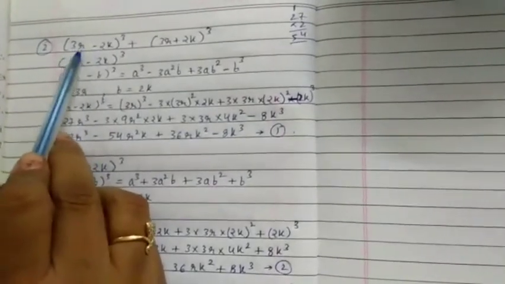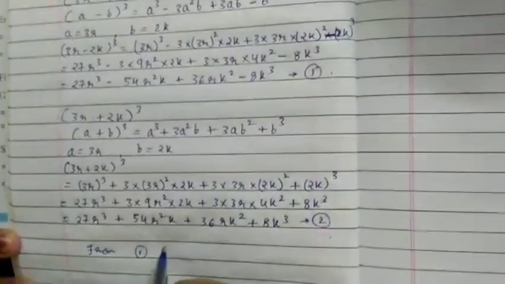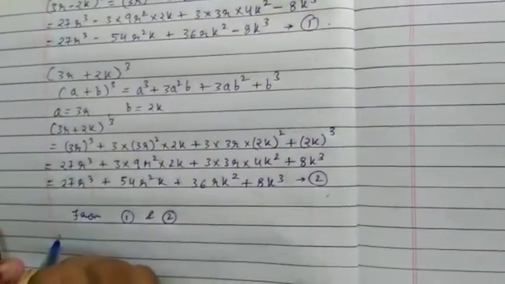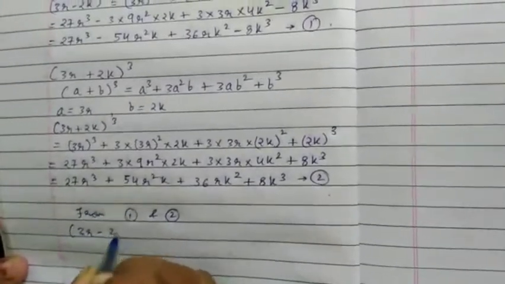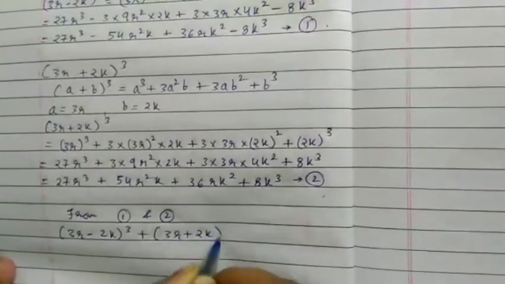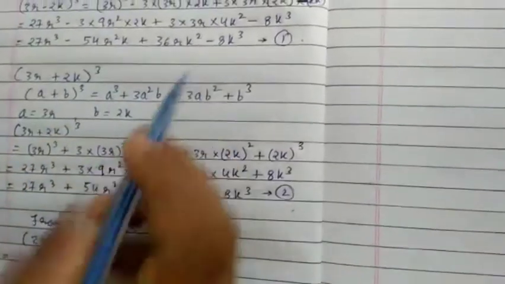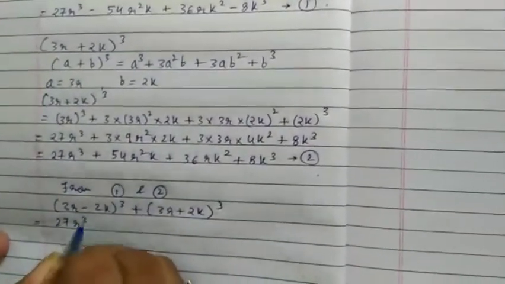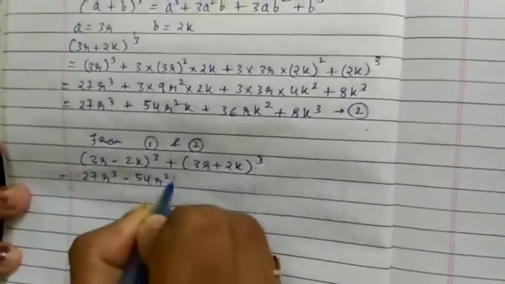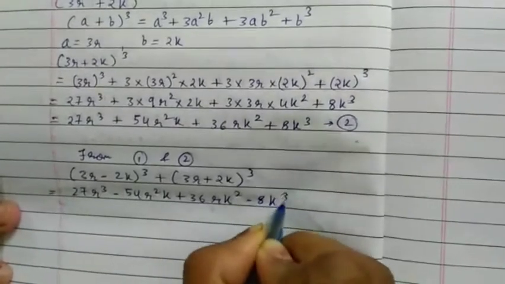Okay, (3r minus 2k) cube plus (3r plus 2k) cube. We have to add them, so from 1 and 2, add it. So we have (3r minus 2k) whole cube plus (3r plus 2k) whole cube is equal to (3r minus 2k) whole cube. We have to write equation 1: 27 r cube minus 54 r square k plus 36 r k square minus 8 k cube.